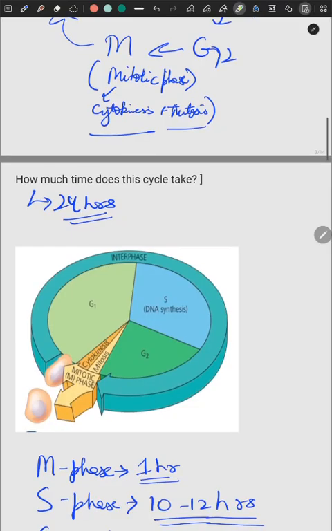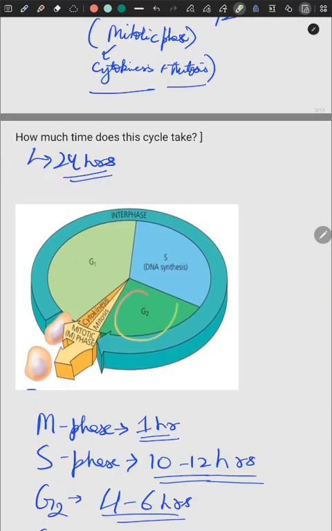The S phase is the longest one. Why is it the longest? 10 to 12 hours. Why? Because the DNA is replicating itself and the chromatin is converting to chromosomes. This takes time, but we cannot see it right now because they are not condensed. DNA is in uncondensed form here. It is not coiled up. Then comes the G2 phase, final preparation needed for the cell division. It takes 4 to 6 hours.